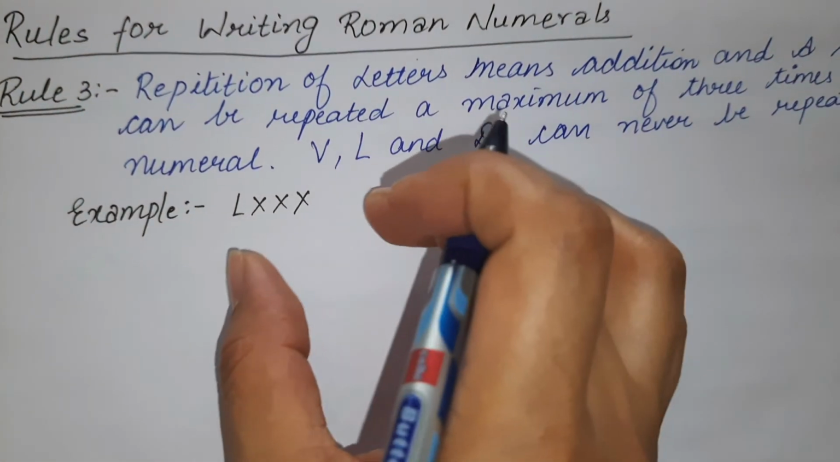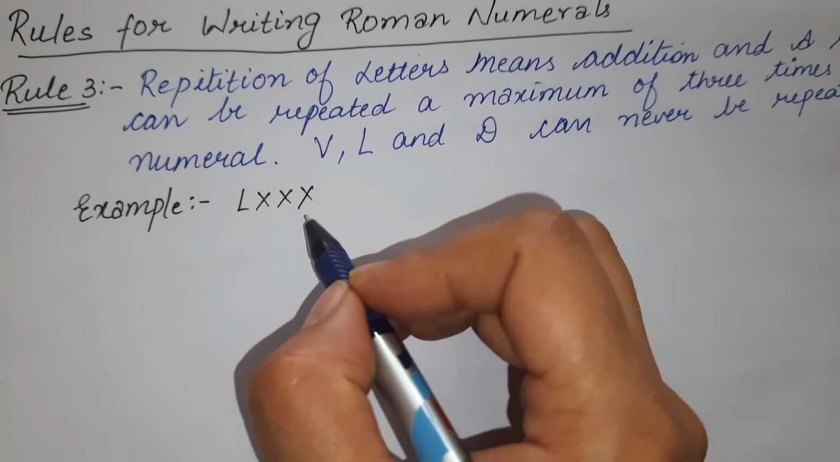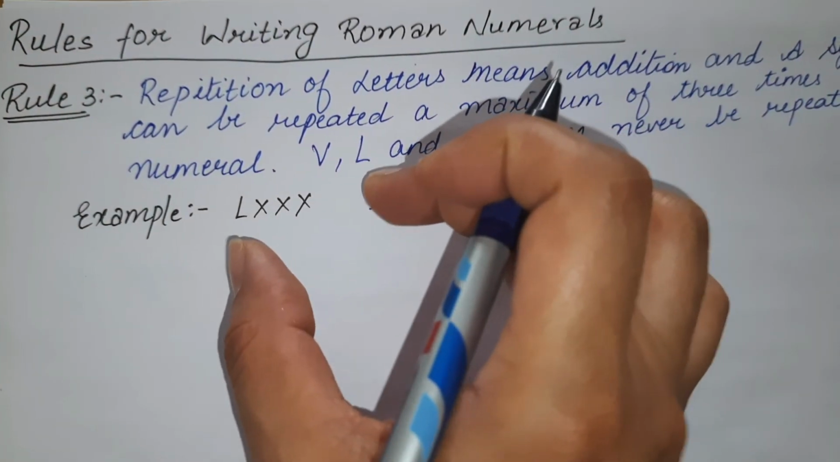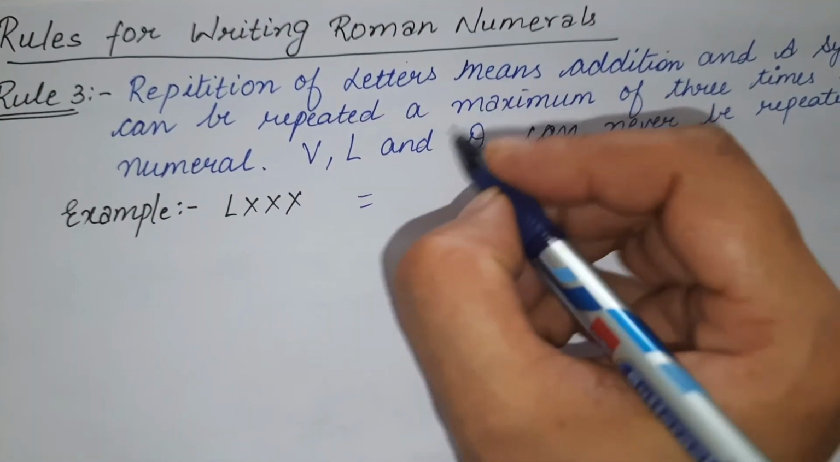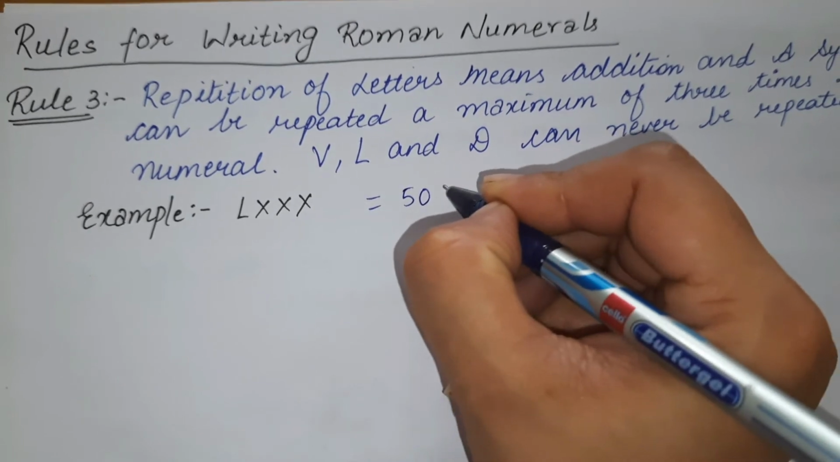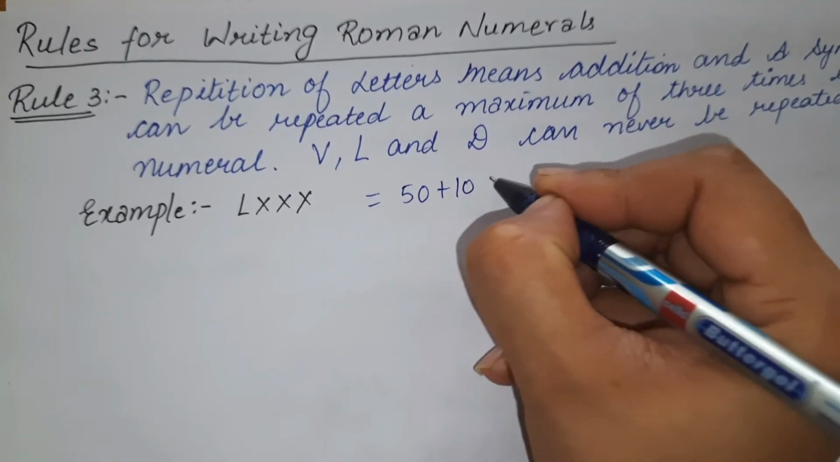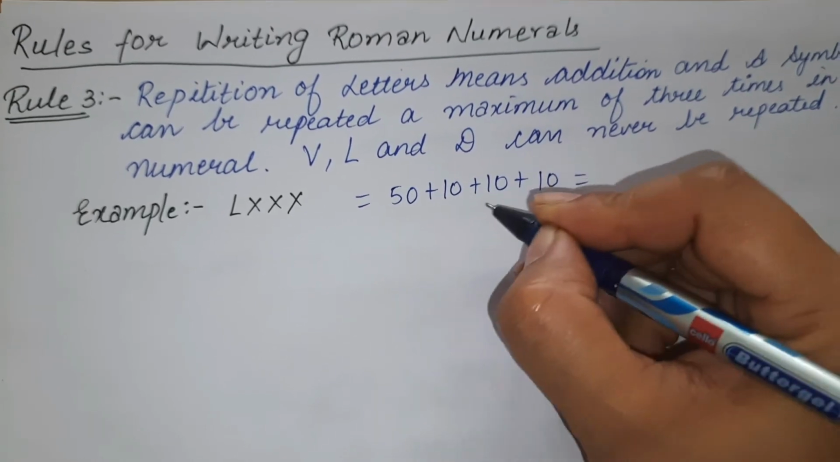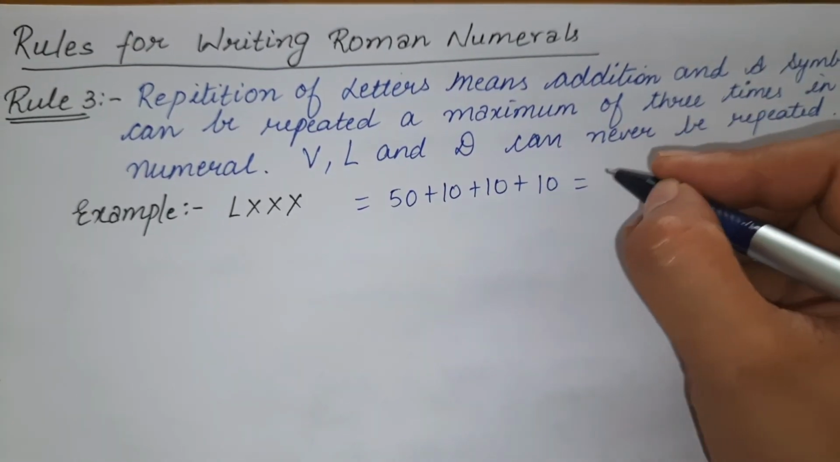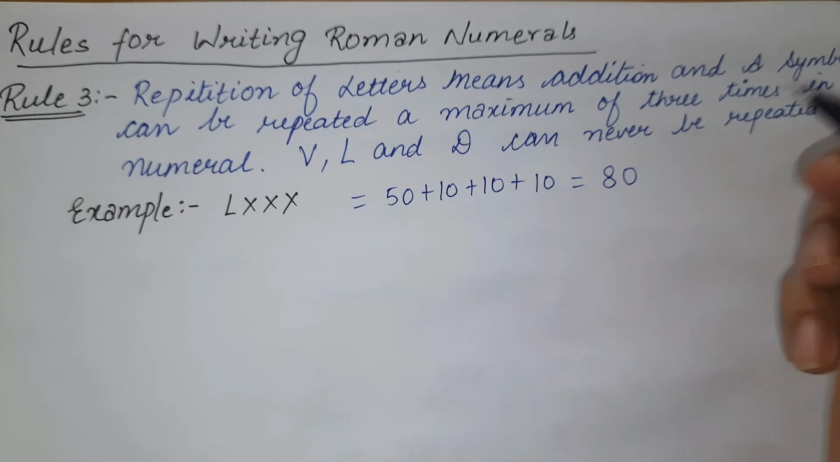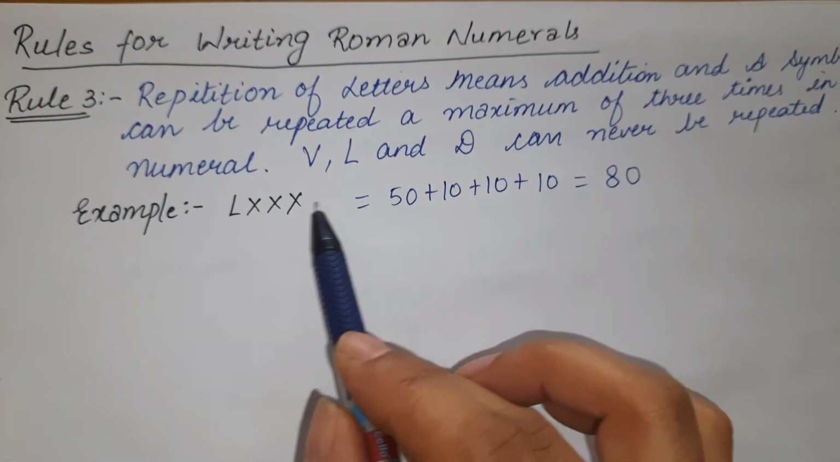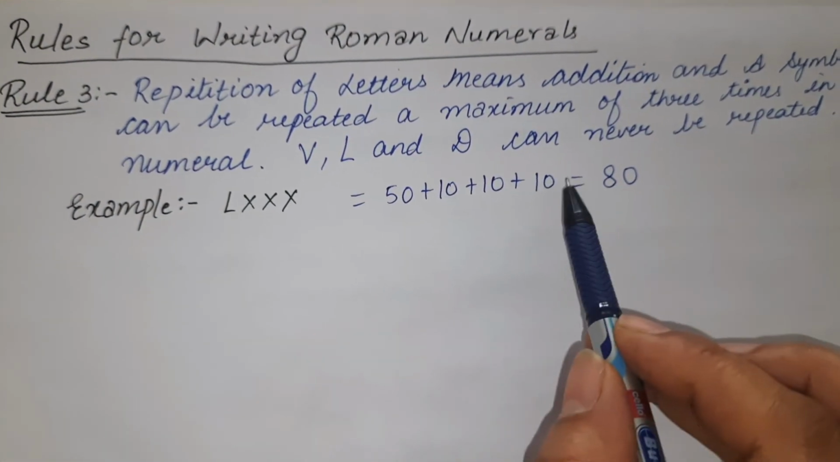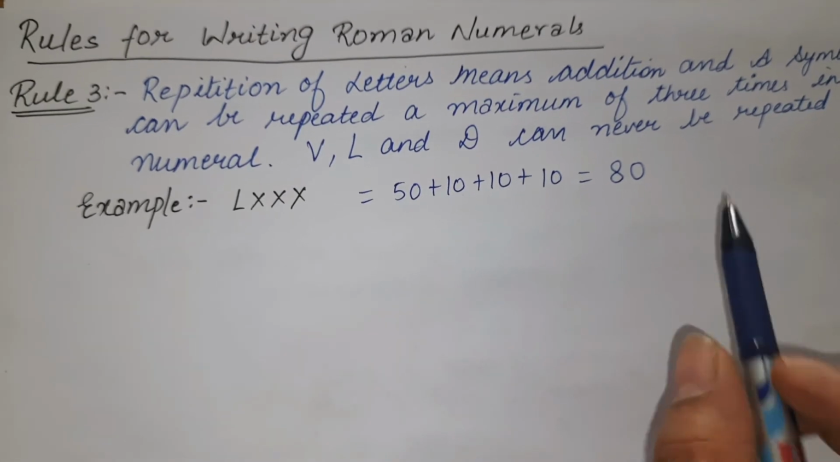See this example. Here X is repeated thrice. So what will be its value? Its value will be L stands for 50, X stands for 10, and there are 3 tens. So we will write 10 3 times and it will be 80. Okay, because here X is repeated thrice, so we will add the values, so it will be 80.